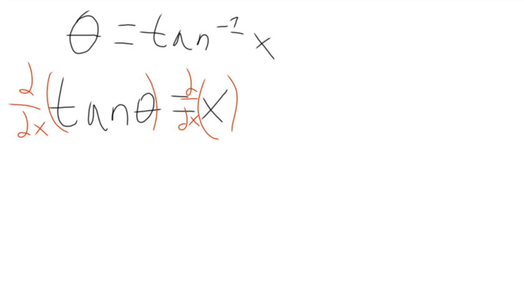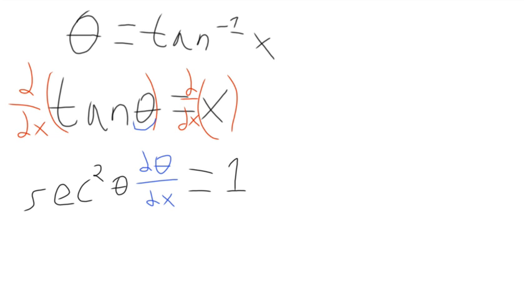And on the left side, we know that the derivative of tangent of theta is going to give us secant squared theta. But we can't forget about the chain rule. We have to multiply by the derivative of the inside function. So the derivative of theta with respect to x is going to be the d theta dx that we're looking for. And this is equal to the derivative of x with respect to x, which is just 1.